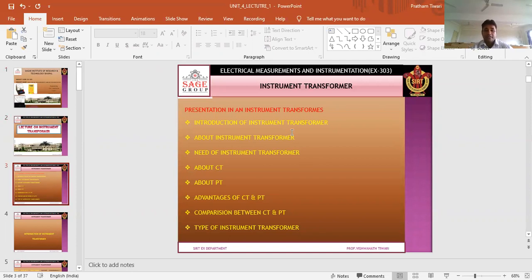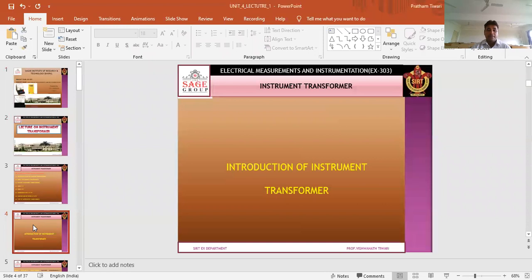Number one is introduction of instrument transformer, need of instrument transformer, about CT, about PT, advantage of CT and PT, comparison between CT and PT, and types of instrument transformers. In this presentation, we have covered the following. Number one is introduction of instrument transformers.